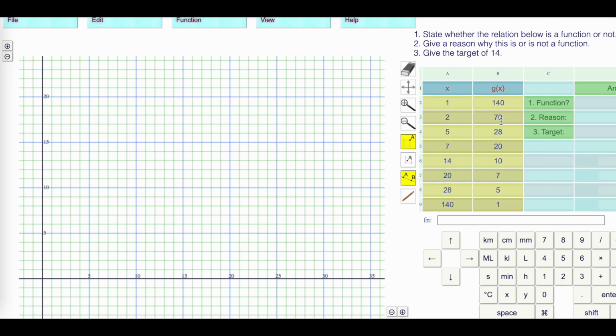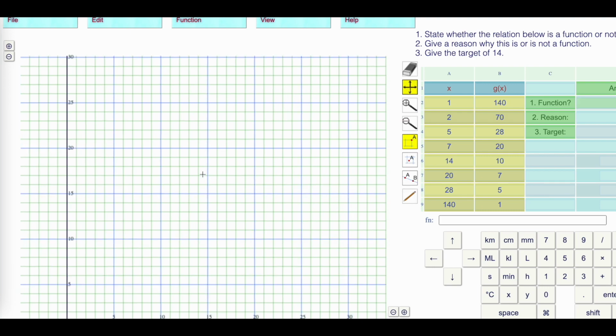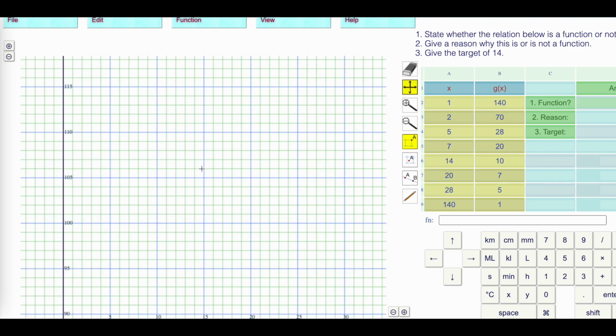This looks like an inverse variation, like 1 times 140 is 140, 2 times 70 is 140. This is inverse variation. Is it a function? Well, let's graph it. You don't have to graph it. I'm holding down the shift and pressing the down arrow to make that 140 appear. I want to graph 140, then 2, 70. I'm going to press the up till I see the 70. There it is. 2 and 70 is right there.